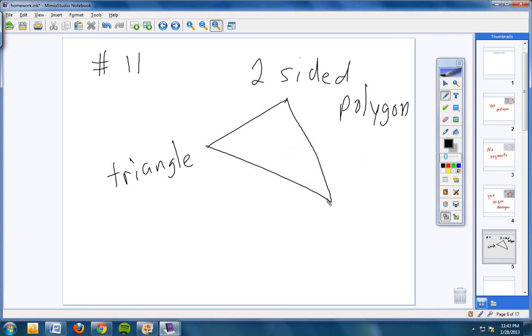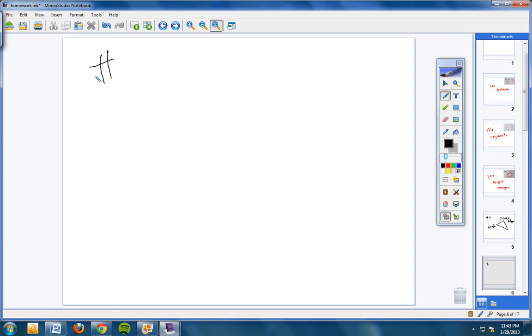Okay, moving on to number 12. Number 12 says to sketch 2 different pentagons. Wow, I am not an artist, that's for sure. Let's see if I can do this. Two different pentagons. Well, let's try one that's like a regular pentagon where all the sides are congruent. That's pretty rough, but there you go, 5-sided. Now we could do one like this.